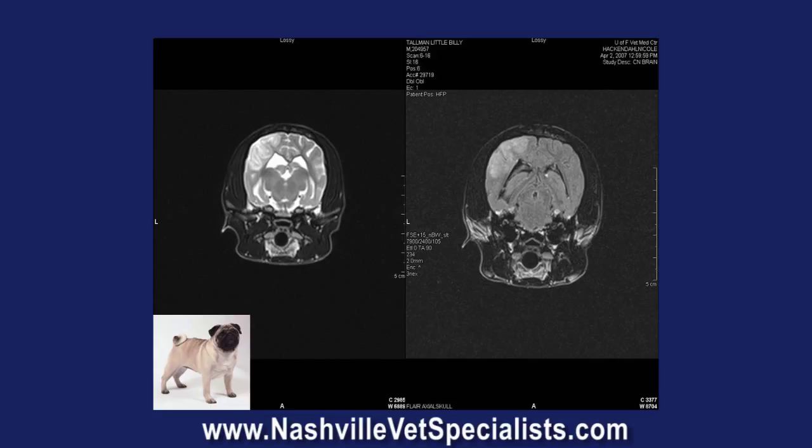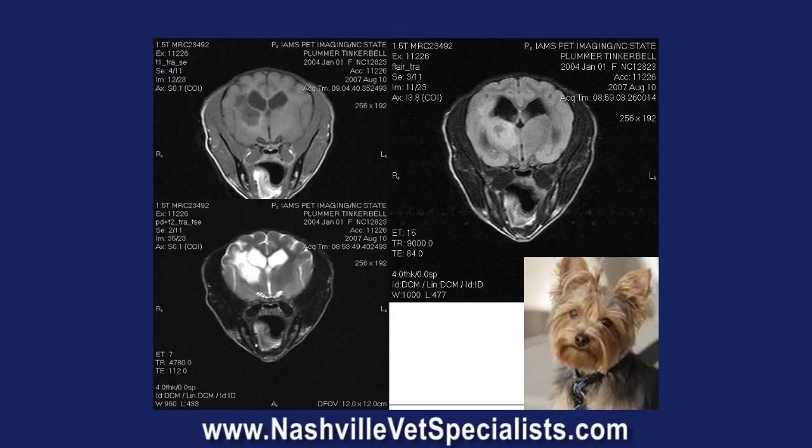And this is just another example of the two different sequences of a dog with NME, showing how if you take away the CSF signal, the inflammation will stand out a little bit more. And this is a dog with necrotizing leukoencephalitis, and you can see pretty well on this T1 scan it causes these basically cavitations in the brain. They get necrosis and malacia, and they actually get cavitary lesions within the brain.